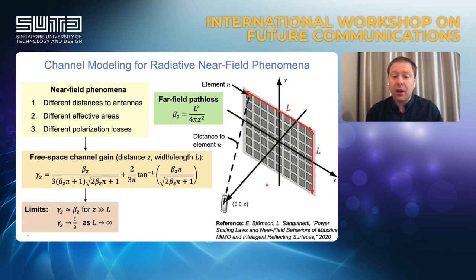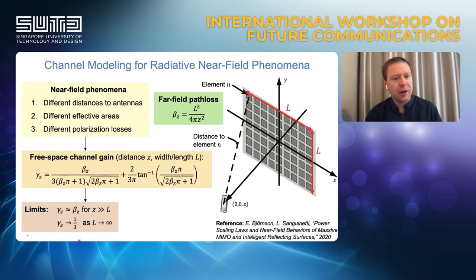If we instead let the array become very large, we can actually use this formula and let the size L go to infinity. And if the universe is infinite, well, then that's actually possible to essentially build. And one can then show that this formula converges to 1/3. And it's good it converges to something because we can't receive more power than we transmit. So we need to, at maximum, get a 1 as the path loss with an infinitely large array.